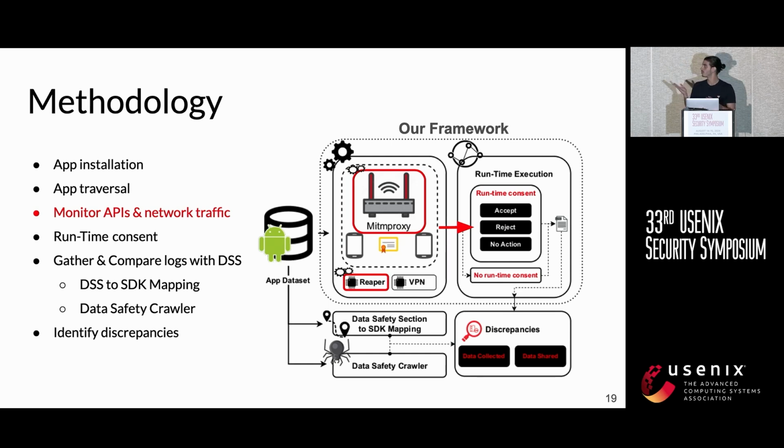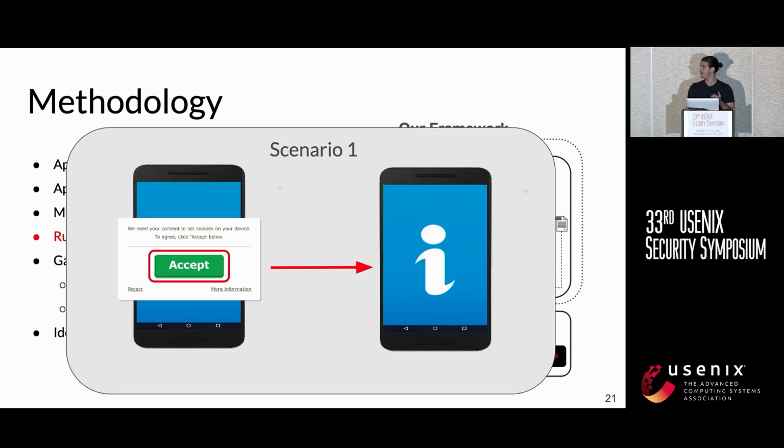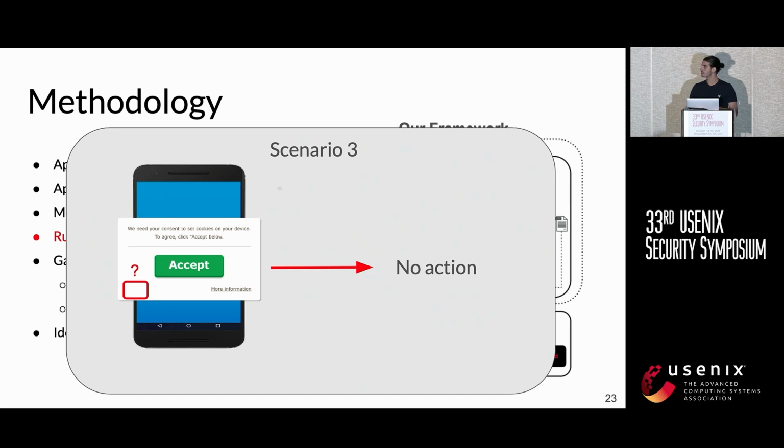return personal information. An important aspect of our framework is that it can identify runtime consent dialogs. And if it finds one, it analyzes the application in three scenarios. First, by accepting the runtime consent dialog and then traversing the app. Second, by rejecting the app's runtime consent dialog and then traversing the app again. And for the third scenario, we found some cases where the reject button was not found in the app's runtime consent dialog, or when we pressed the reject button, the app exited. So for the third scenario, we do not perform any other action.